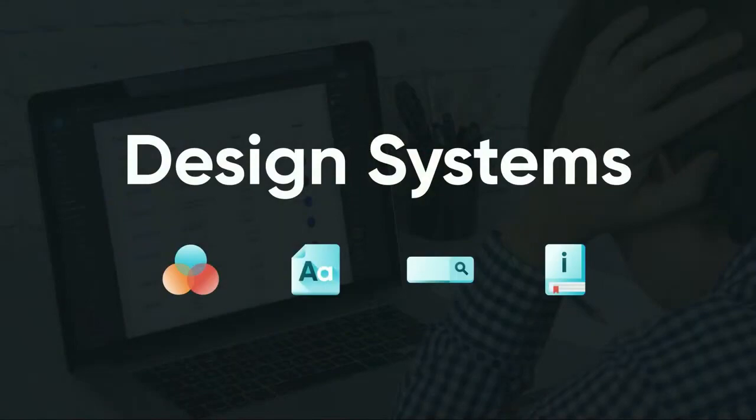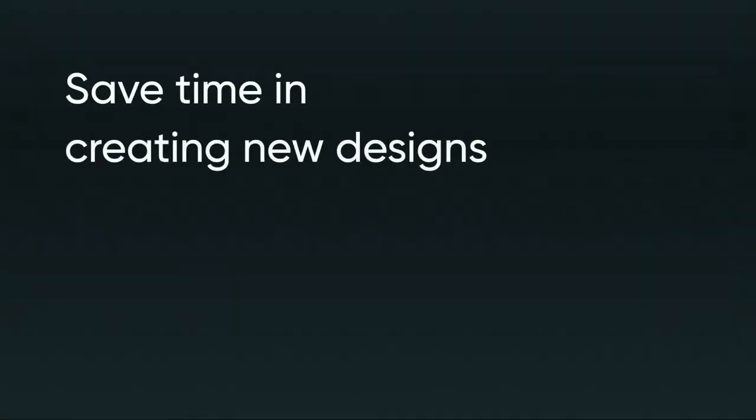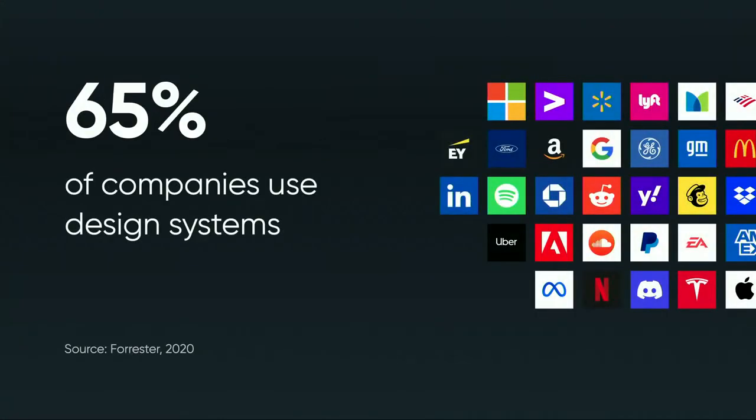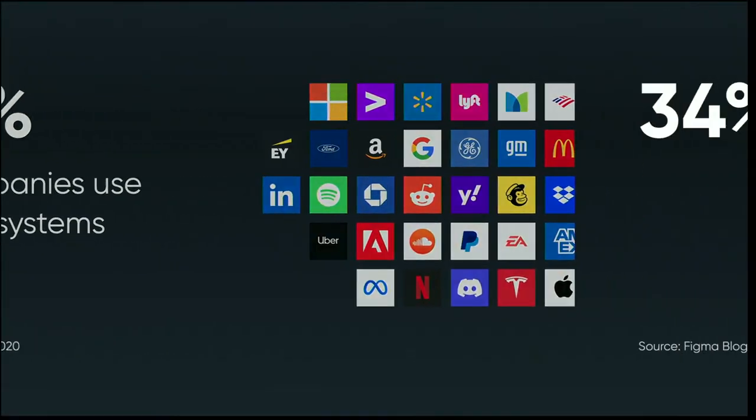Most of the time when designers join a new company, there is a lot of new information they need to learn about the company's color, font, component, and instructions for their use. We call this information design systems. As design systems save time in creating new designs, over 65% of companies with digital design needs are currently using design systems, and this number continues to increase.